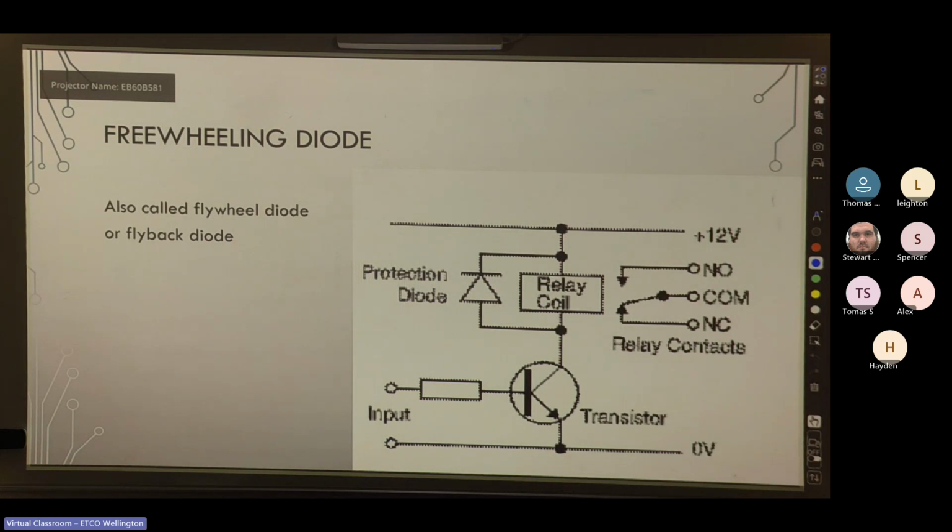Cool. So a freewheeling diode. So this is also called a flywheel diode or flyback diode. So it protects a transistor from a back EMF. So like we talked about before, back EMF or electromotive force is a voltage spike generated when switching off inductive loads. So who can give me some examples of inductive loads?